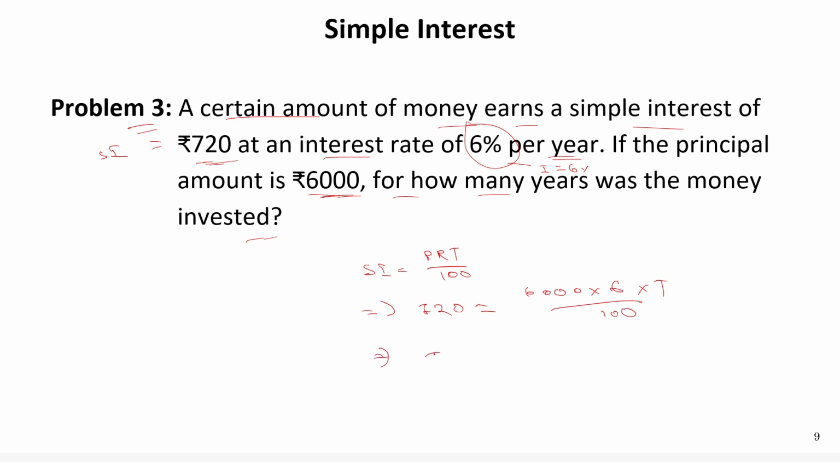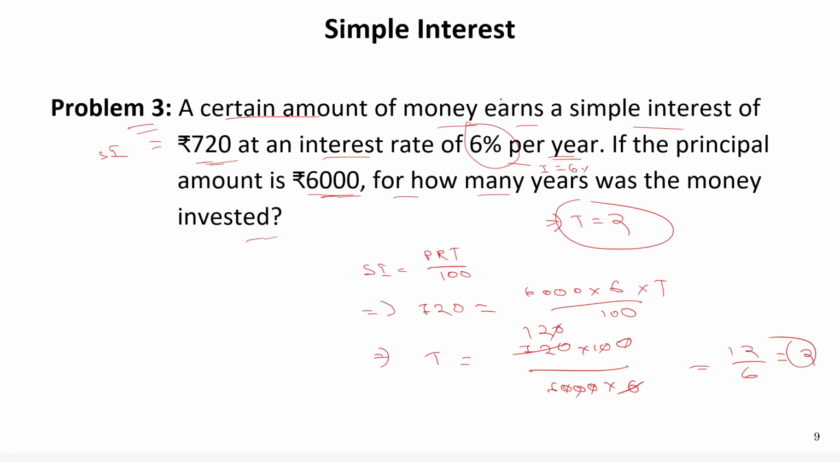So leaving T on the left hand side, what we are left with is 720 into 100 by 6000 into 6. So it will be 120, right? By cutting the 0 out from the numerator and the denominator, what we are left with is 12 by 6, which is equal to 2. So T must be equal to 2.